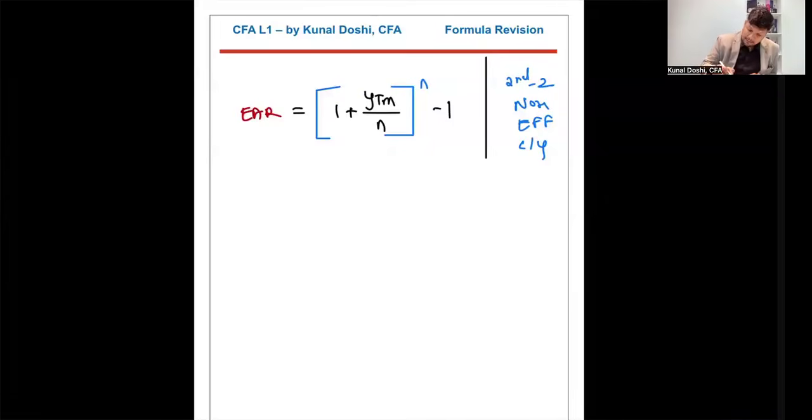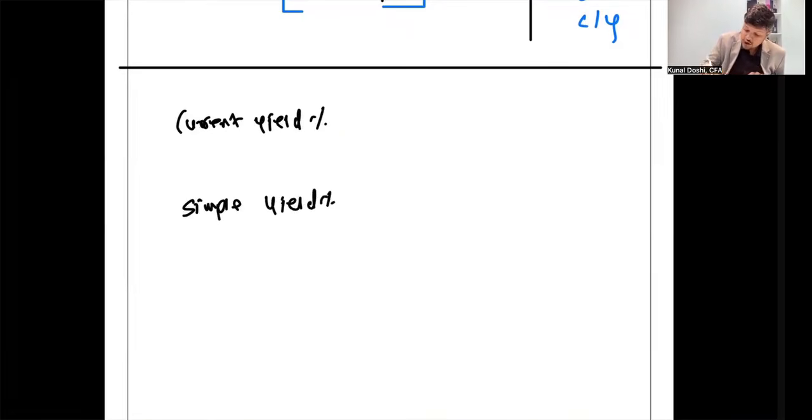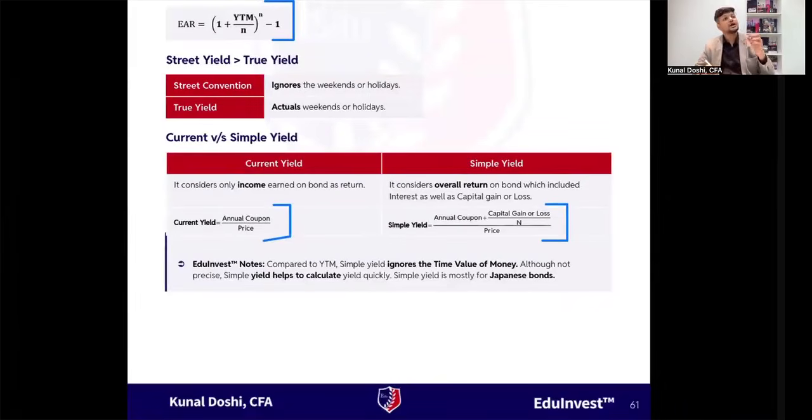Now, current yield and simple yield. Yes, current yield is also called the coupon yield, and simple yield. Now, remember they're different from YTM because they ignore the time value. Current yield only takes one component and simple yield takes both. Now, when you invest in a bond, you get coupon. So current yield only takes the annual coupon over price. Simple yield takes coupon and the price difference.